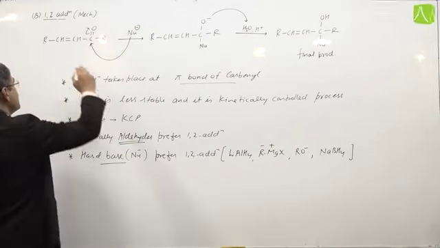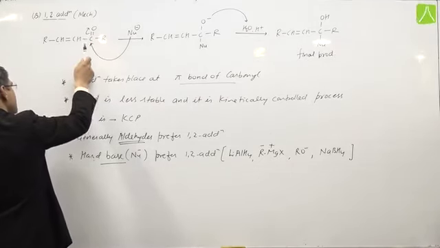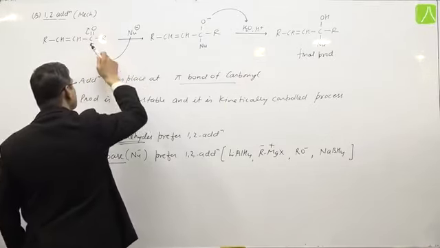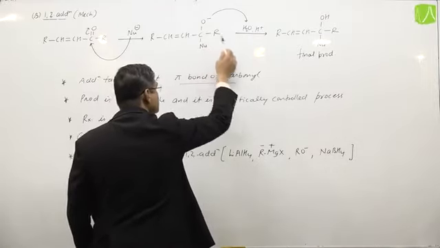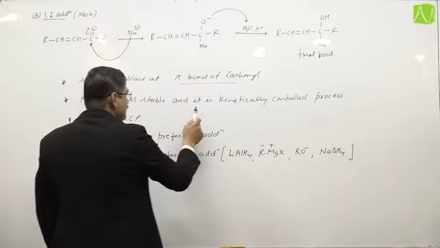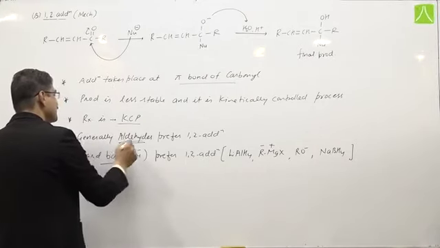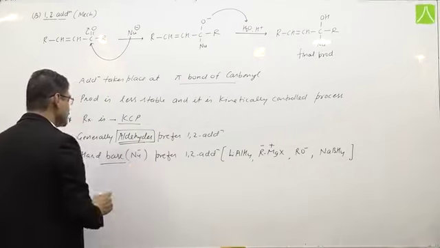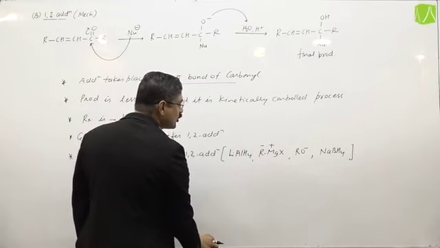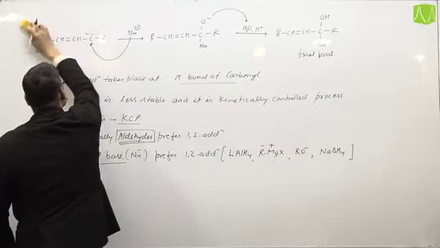Now I repeat the same. 1,2 addition means addition on the same adjacent positions. So in this case, pi bond of C double bond O gives net addition reaction. Nucleophile directly attacks the carbonyl carbon. So this is the final product. It is a simple nucleophilic addition reaction. Product is less stable and it is a kinetically controlled process. Reaction is known as KCP. Generally, aldehydes prefer 1,2 addition. Hard bases like lithium aluminum hydride, Grignard reagent, RO minus, NaBH4 prefer the 1,2 addition reaction. I come to the questions.